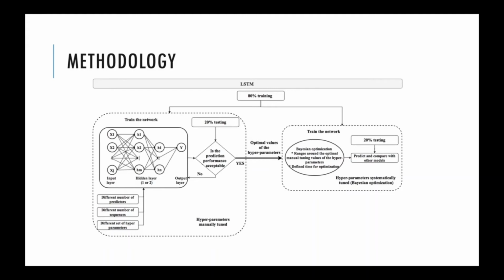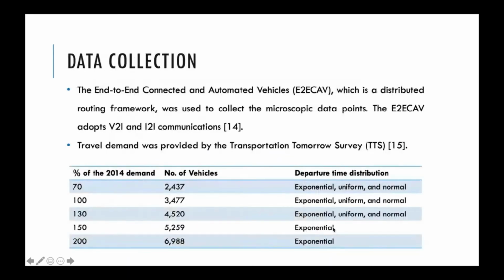So for the systematic tuning, we used a Bayesian optimization. We had to define the ranges, and this was defined based on the manual tuning outcome. And we had to define the time for optimization. In our case, I remember the longest period was 4 days to systematically tune the hyperparameters. And then after we trained the network and tuned the hyperparameters, we predicted, and we compared with the other models.